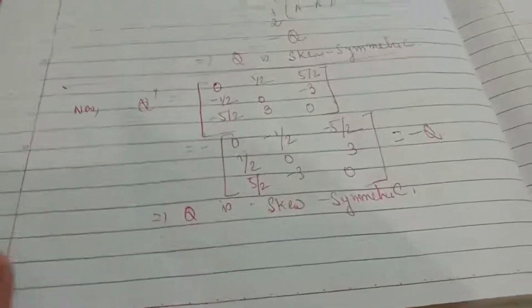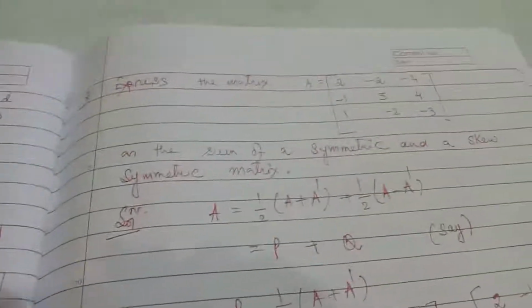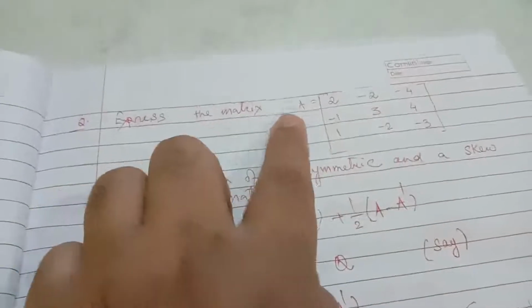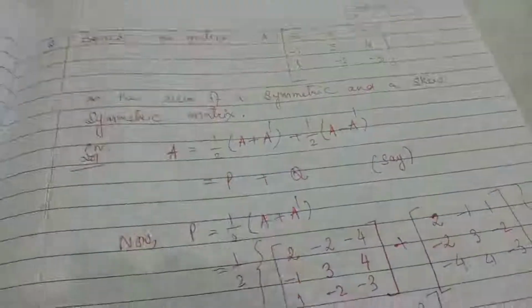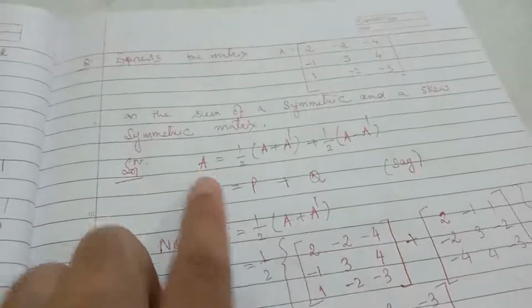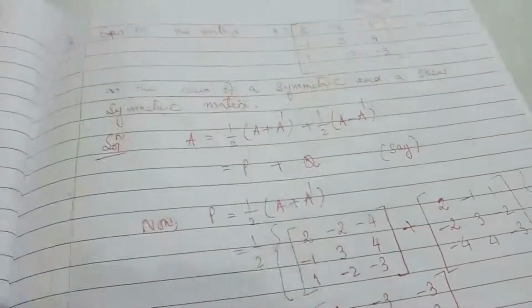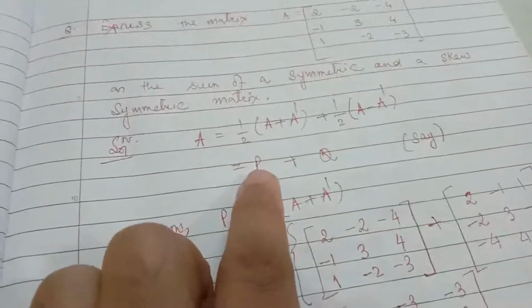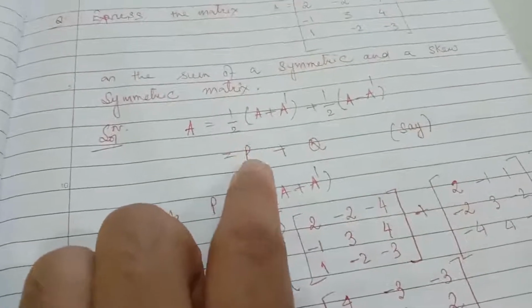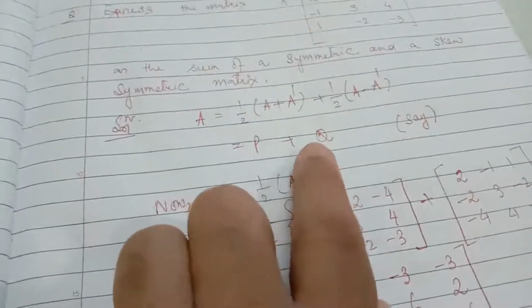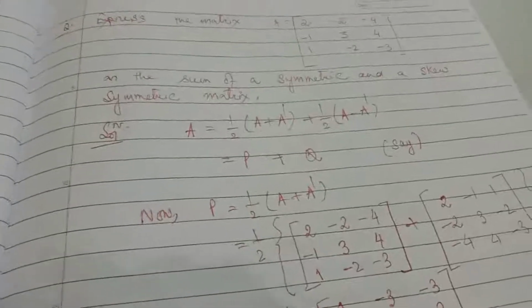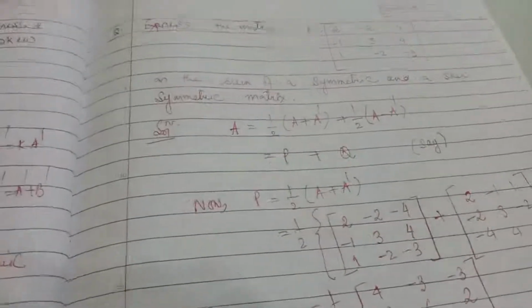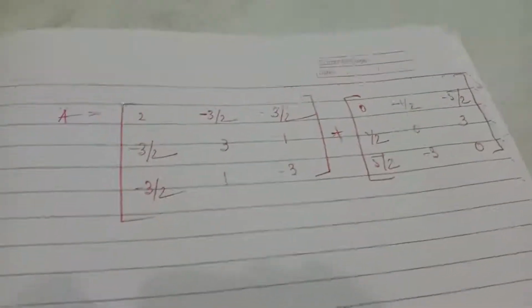Next, what is the question? Express the matrix A as the sum of a symmetric and a skew symmetric matrix. A equal to P plus Q, and what we have shown so far: P is the symmetric matrix, we have shown P dash equal to P, and we have shown Q is a skew symmetric matrix, we have shown Q dash equal to minus of Q. So what will be our answer? Just see, now this is our answer.